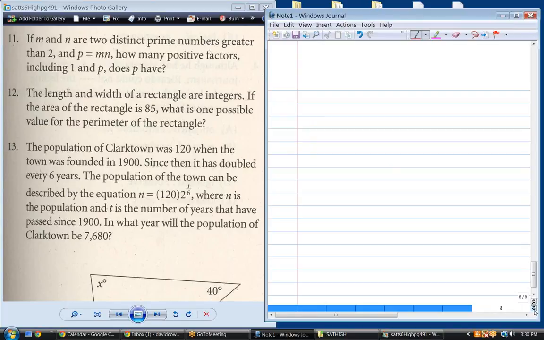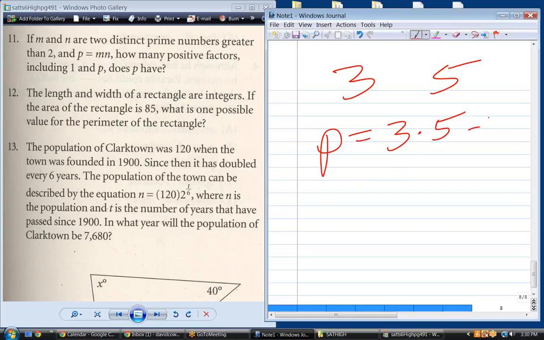I hate prime numbers. Well, let's pick some. Give me 2 prime numbers greater than 2. 3 and 5. P is equal to 3 times 5, which is 15. How many positive factors does 15 have?